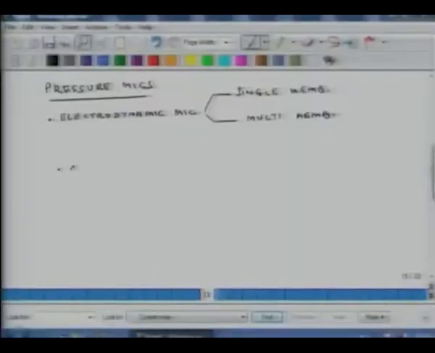Also, by nature of their construction, these microphones are resistant to moisture, which is an important thing. And they are fairly inexpensive to make, so they are very widely used. The second one is the capacitor mic, capacitor or condenser. We discussed this earlier today, right?